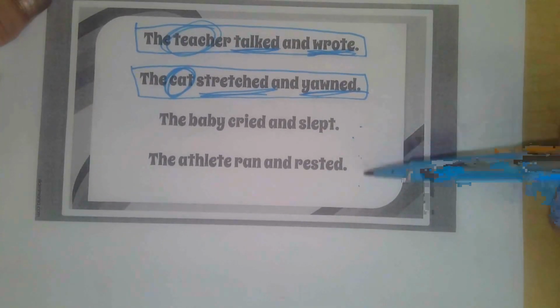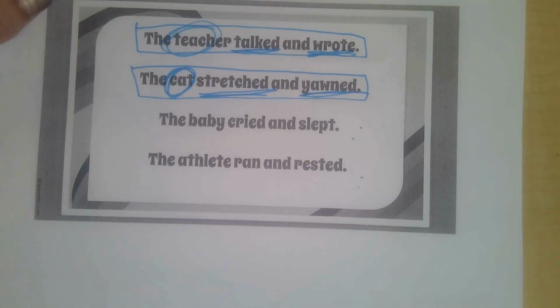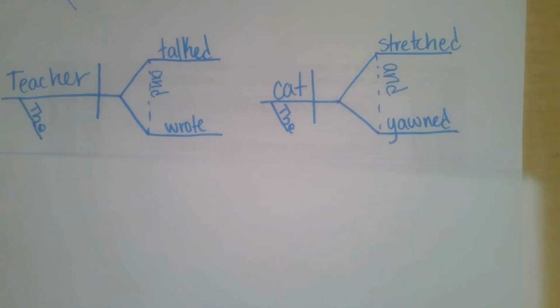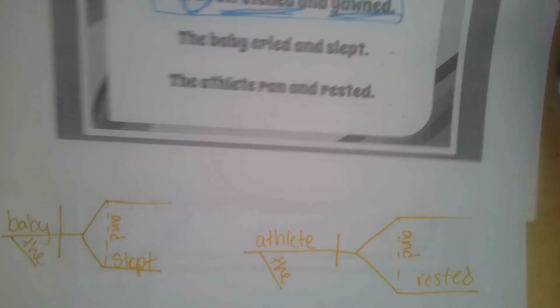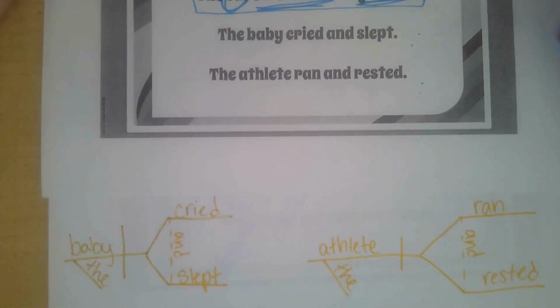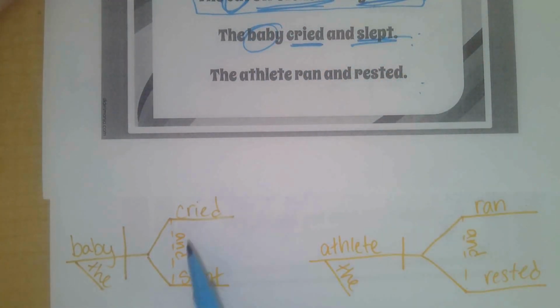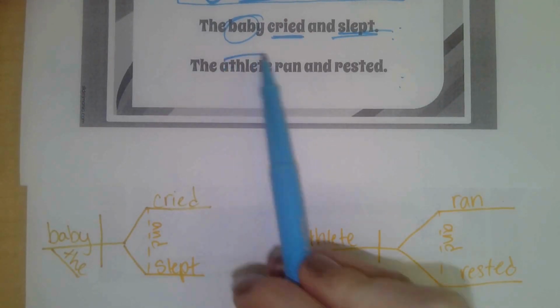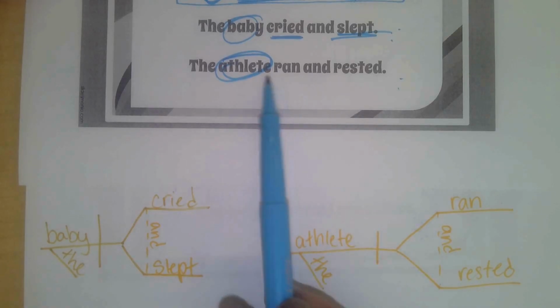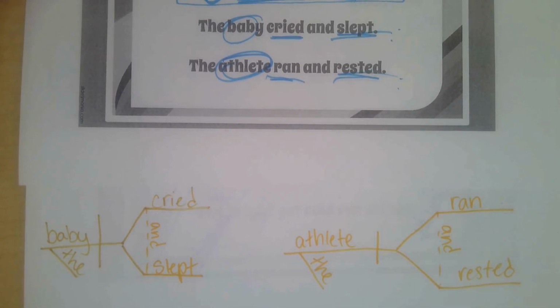Now I want you to do these two sentences. Pause it. And here's the answer. The baby cried and slept. Single subject. Cried, slept, multiple verbs. The athlete ran and rested. Single subject, athlete, ran, rested, multiple verbs.